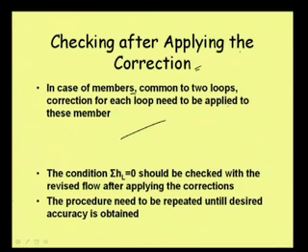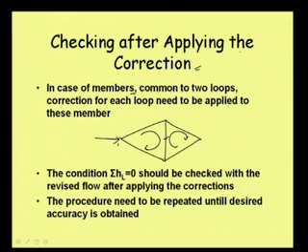I am not using the diagram I have drawn earlier. Here again I am drawing a fresh diagram. Say this is a member which is common to this loop. Suppose in this loop we are getting a correction, and again this is another loop. Let me name these A, B, C and D. So in the loop A, B, D, say the correction is delta q1.